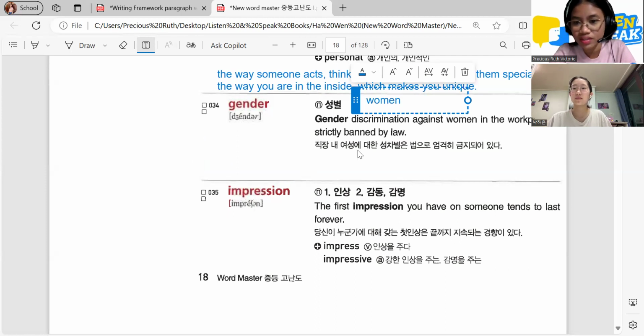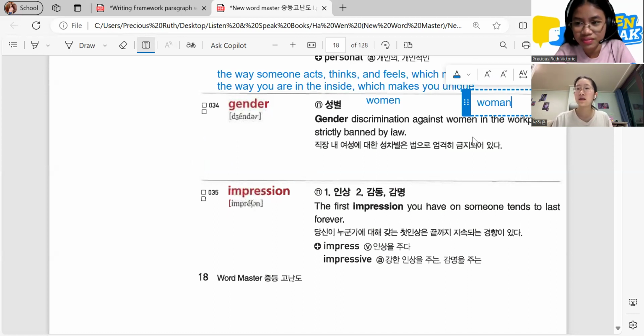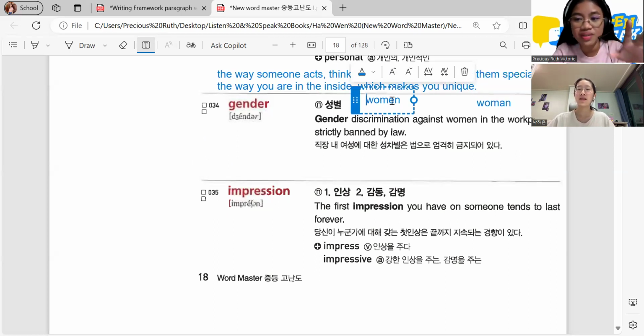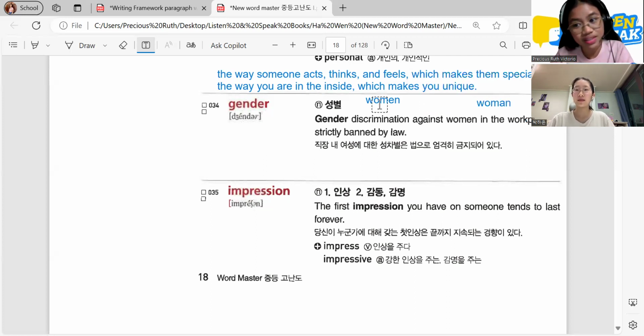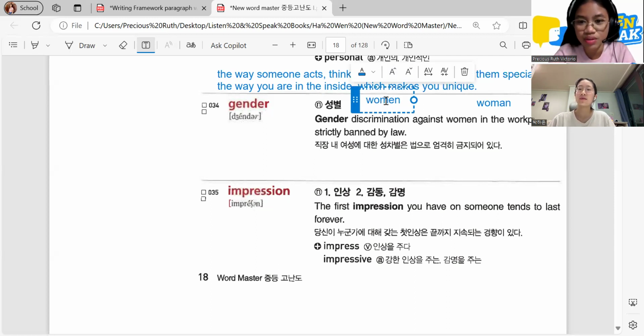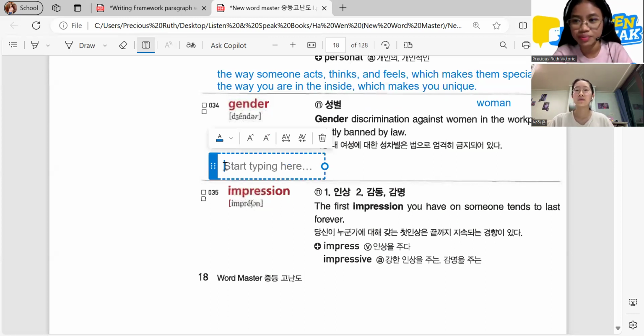How do you read this one? Woman. How about this? Woman. A woman is one only. Well, this one you will not say as woman. It's women. You will read this like this: women. Women is many. Many women. It's plural. So when we read this one, how do you read this again? Women. Very good. Okay, so next, what is gender?